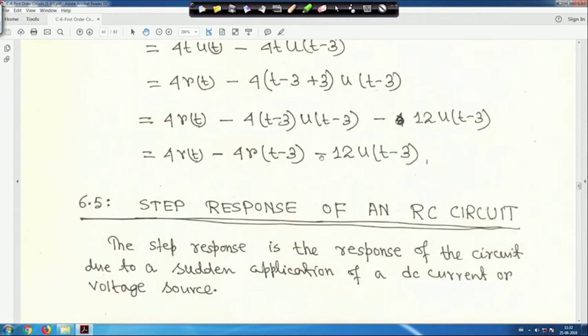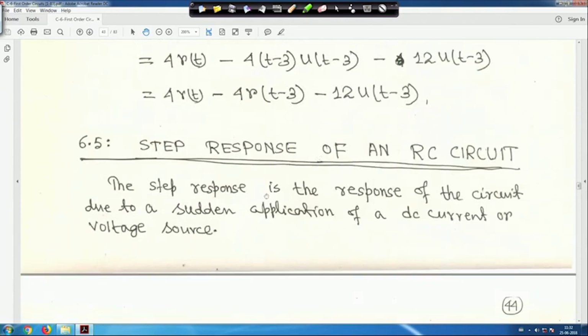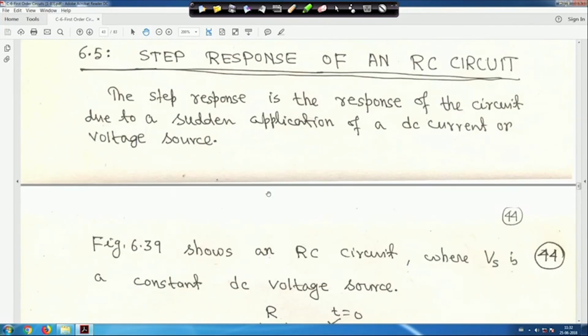Right. So, next is the step response of an RC circuit. The step response is the response of the circuit due to sudden application of a DC current or voltage source, because our interest here is DC transients, and that is first order circuits, either RC or RL circuits, right. In this course we will not consider RLC or LC circuits, that is second order circuits. So, the step response is the response of the circuit due to sudden application of a DC current or voltage source.